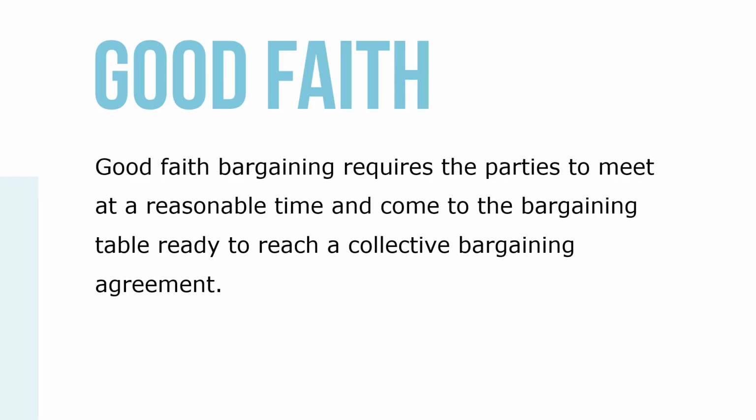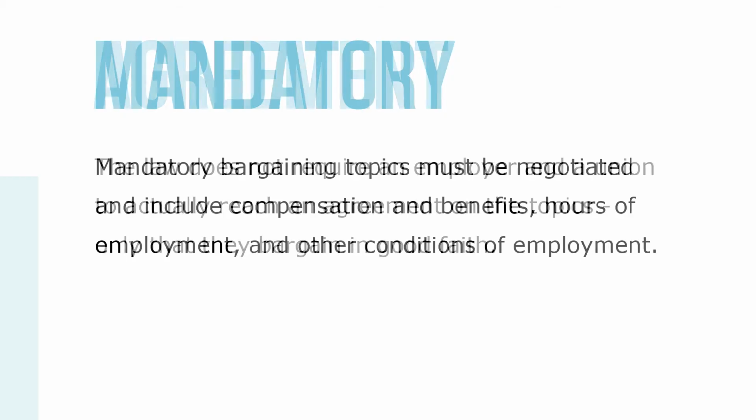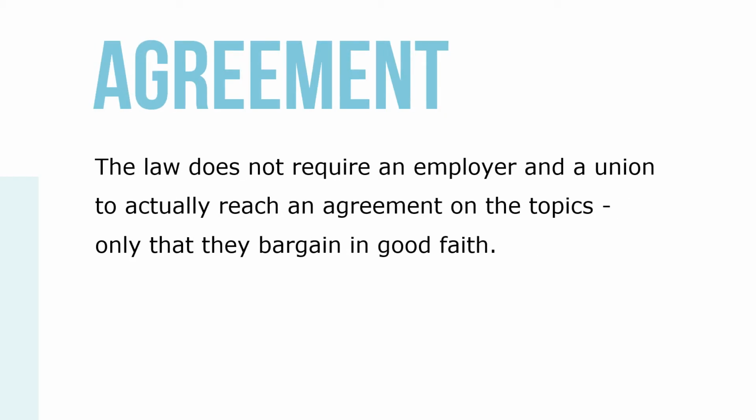Good faith bargaining requires the parties to meet at a reasonable time and come to the bargaining table ready to reach a collective bargaining agreement. Mandatory bargaining topics must be negotiated and include compensation and benefits, hours of employment, and other conditions of employment. Pensions, insurance, grievance processes, safety, layoffs, discipline, and union security have also become mandatory bargaining topics. The law does not require an employer and the union to actually reach agreement on the topics, only that they bargain in good faith.